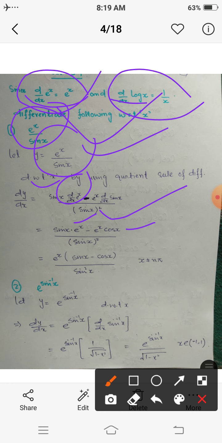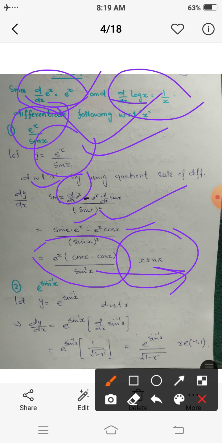Now this is a function, it should be defined in a given domain. So the domain becomes x not equal to n pi, because if x equals n pi, the denominator vanishes. When the denominator vanishes, the function is not defined. So this means that this dy by dx is valid for all points except x equal to n pi.